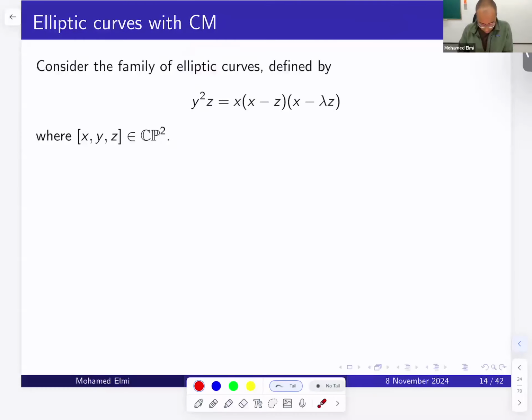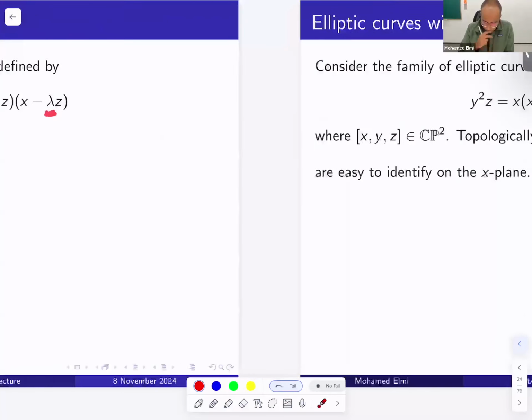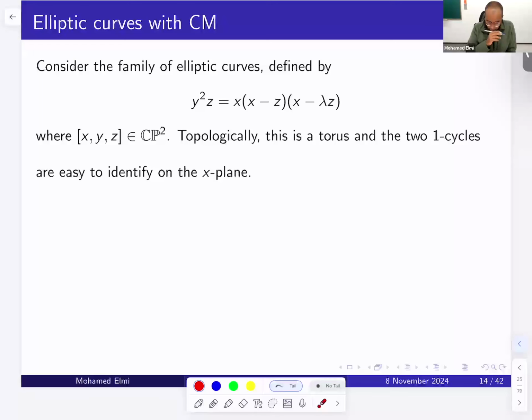Okay, so the most basic example of a family of elliptic curves over the complex numbers is this Legendre family. You have your x, y, z, the homogeneous coordinates in P2, and you study this curve that's defined by this equation, and it will have a parameter, this parameter lambda. So topologically, this is a torus, and it will have two 1-cycles, and they're relatively easy to identify.